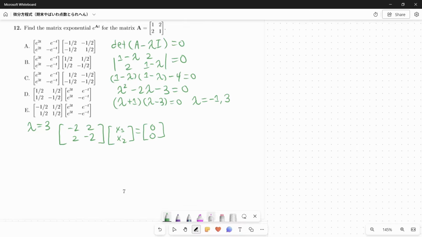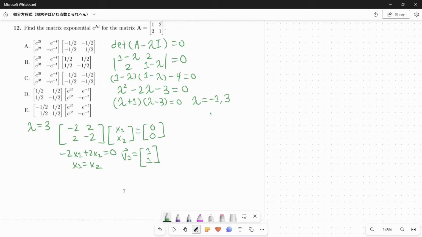I'll use the top row, and we end up with negative 2 times x sub 1 plus 2 x sub 2 is equal to 0. Simplifying this expression a little bit, we end up with x sub 1 is equal to x sub 2. When you're setting up your eigenvectors, you want to pick the simplest numbers you can think of. So I'll just use 1 and 1. So v sub 1 is going to be equal to 1 and 1.